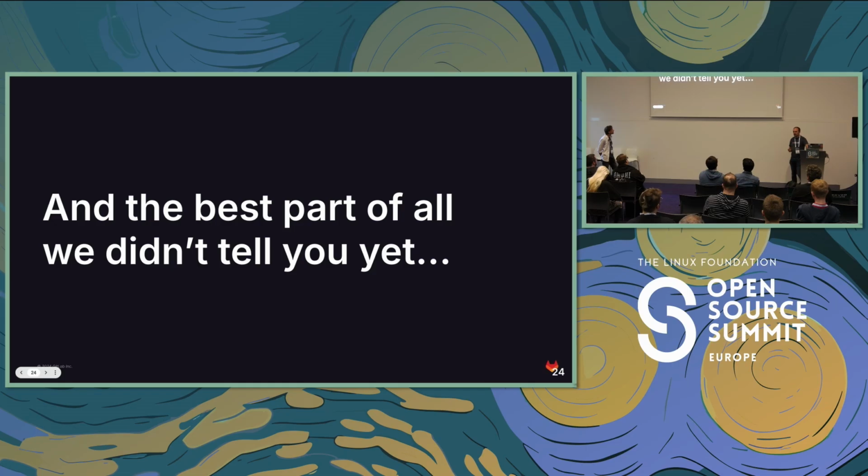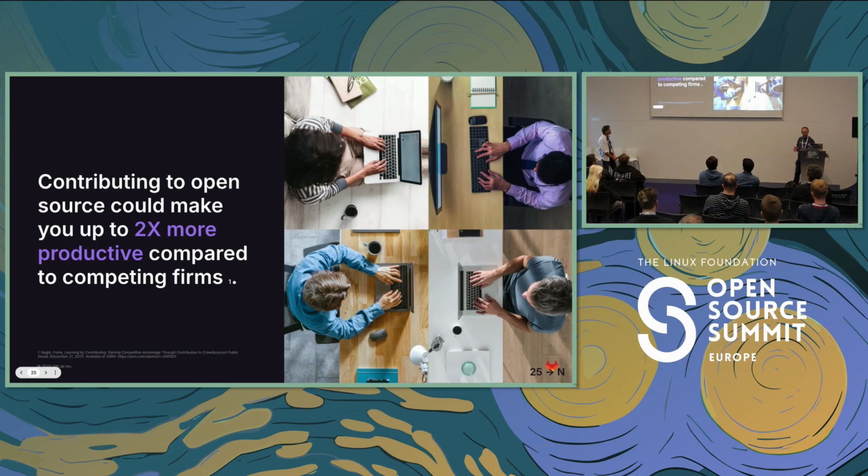But the best part of this, and we haven't told you this part yet, is that contributing to open source can make you twice as productive as competing firms. And that is, again, a cited study. You could possibly even imagine if you were to somehow merge those two statistics, we're looking at even bigger gains. But we all know this. Everyone here is deeply committed to open source in some way or another. But to be able to take these numbers back to your organization and actually sell this back to your organization or even your customers, this is why they should be getting involved with contributing.